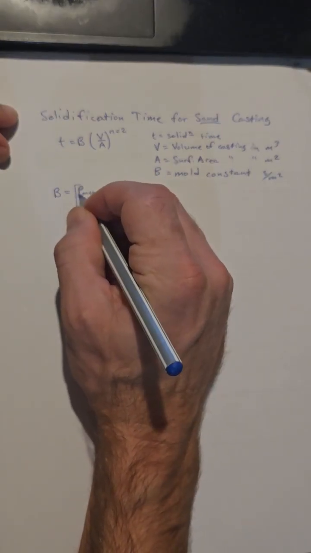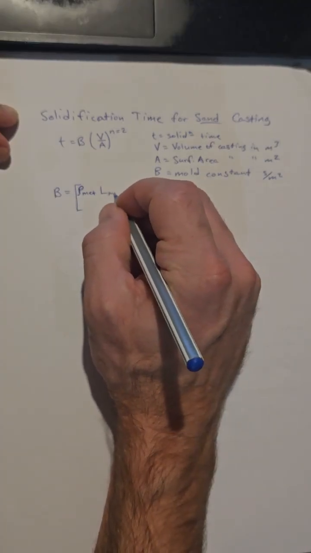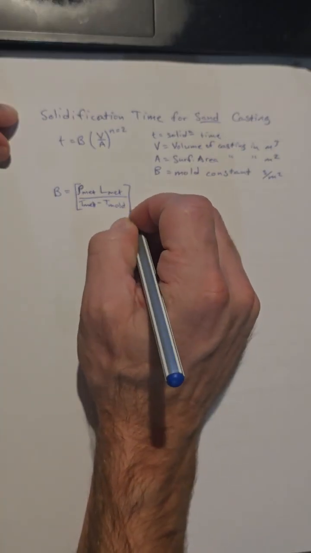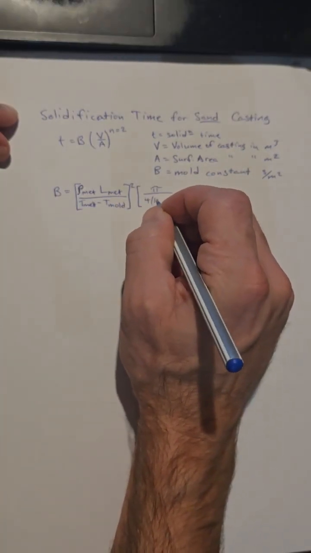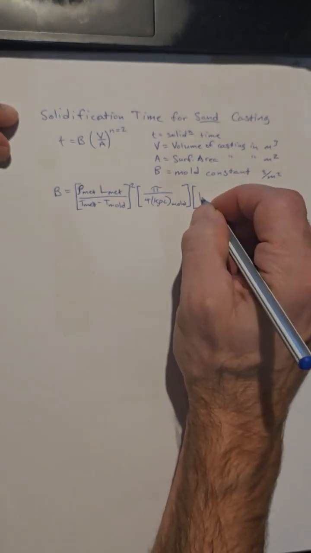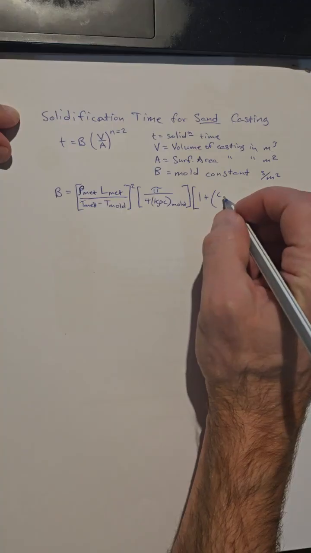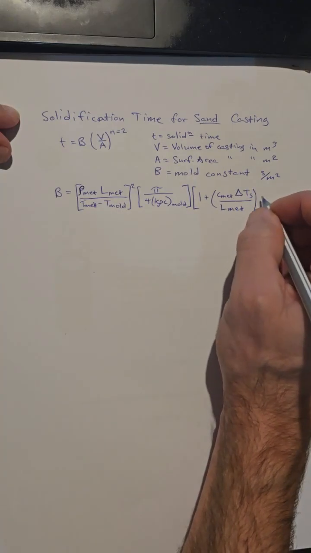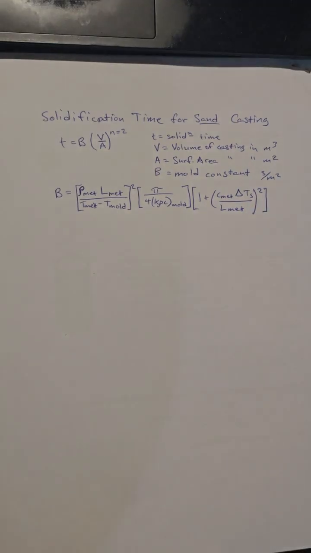It starts with the density of the metal times the latent heat of fusion of the metal over the melting temperature of the metal minus the temperature of the mold. So that's the difference between those two, times pi over 4 times the mold properties, K rho C of the mold, times 1 plus the specific heat capacity of the metal times the superheat over, once again, the latent heat of fusion of the metal, that term squared. And so this gives us the full equation for solidification time for sand casting.